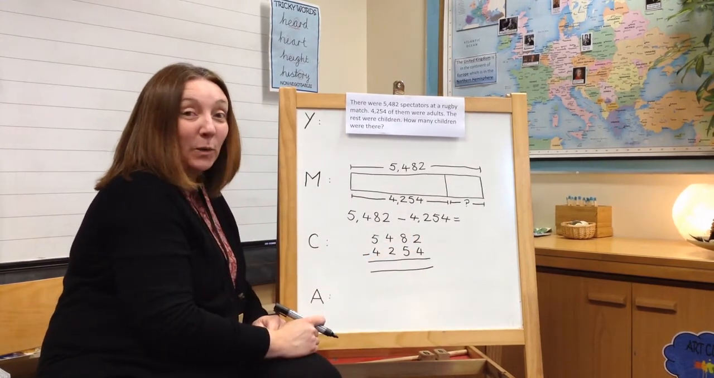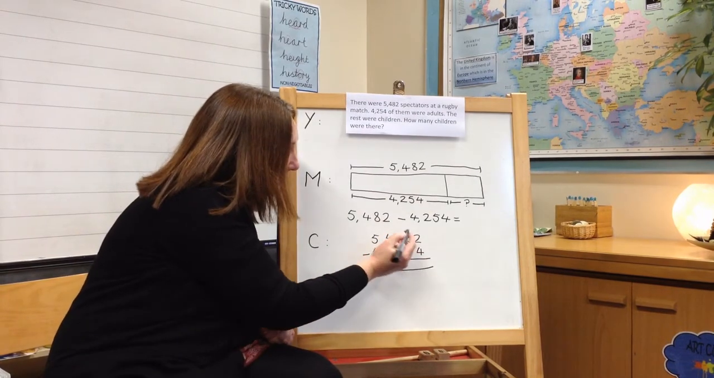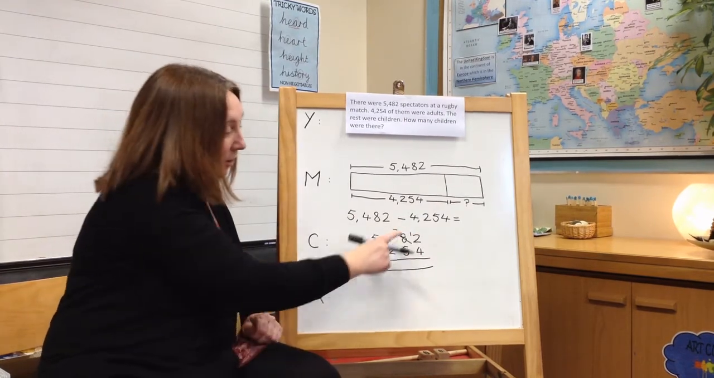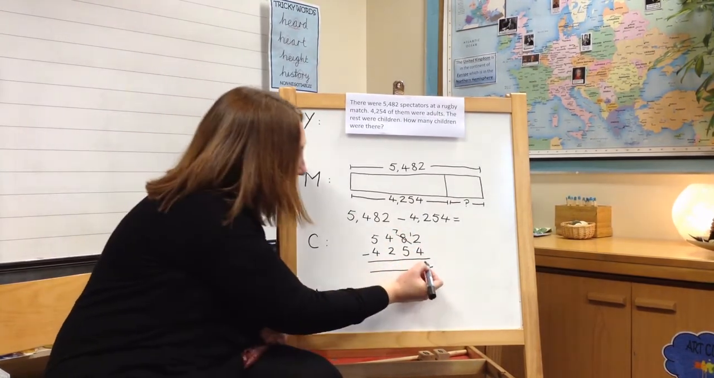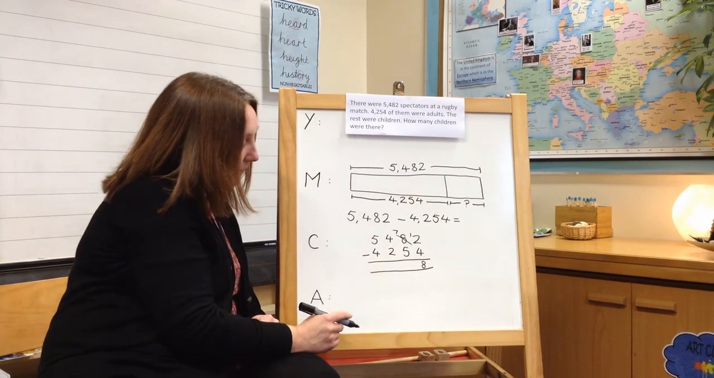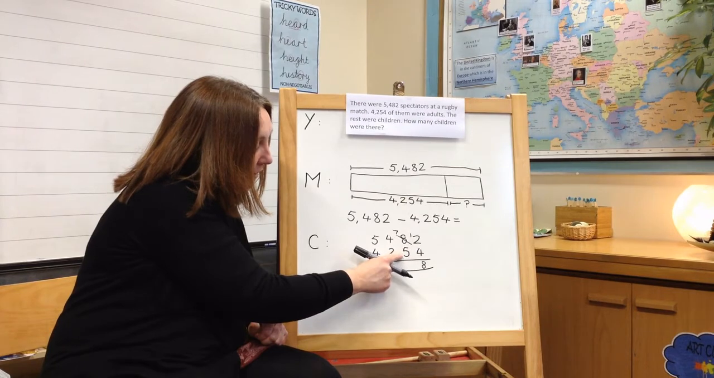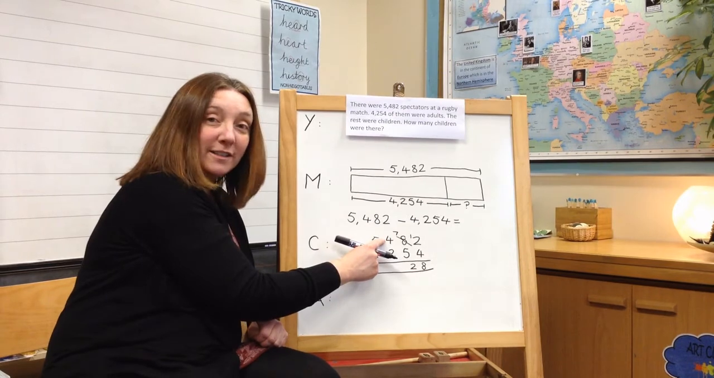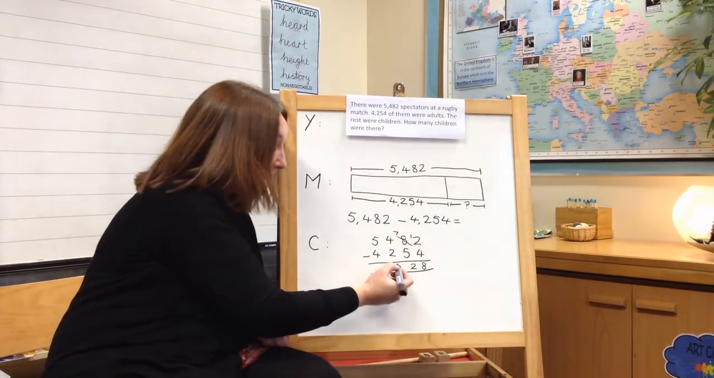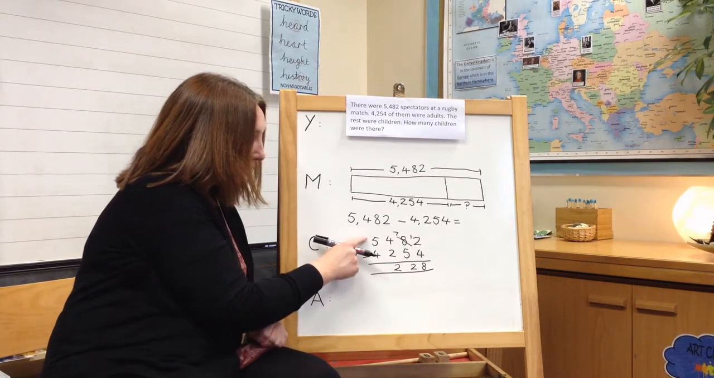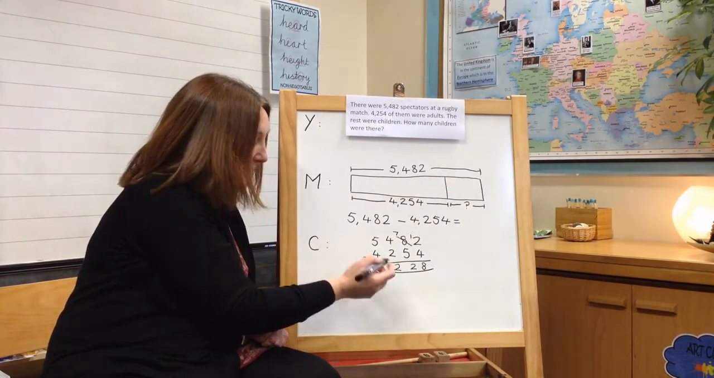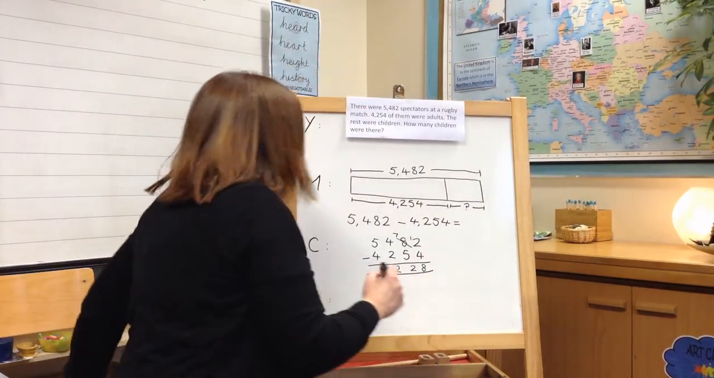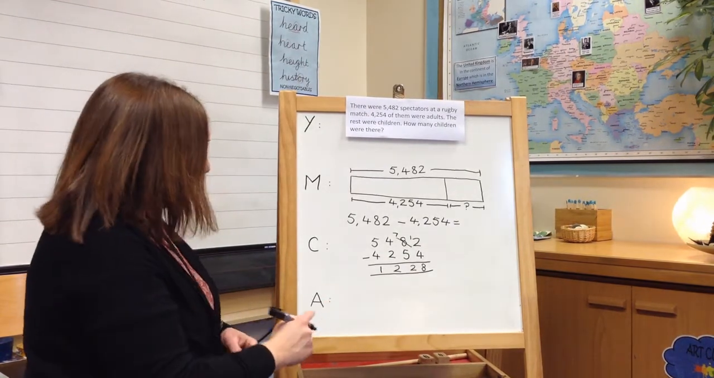2 subtract 4. We can't do it. So let's go and exchange 1 ten for 10 ones. 12 subtract 4. We can do that. That's 8 ones. 7 tens subtract 5 tens. That's 2 tens. 400 subtract 200. That's 200. And 5,000 subtract 4,000. That's 1,000. We're now ready to answer the calculation and the problem.